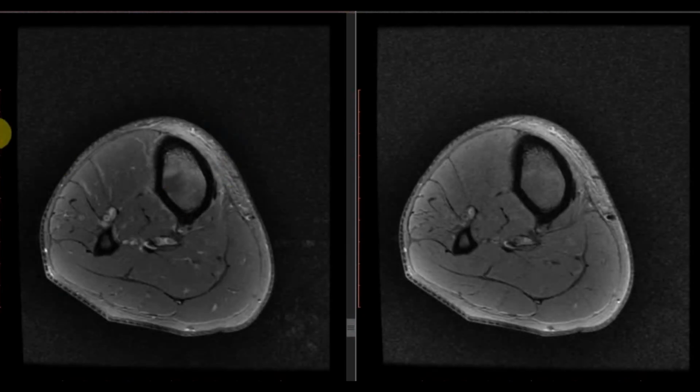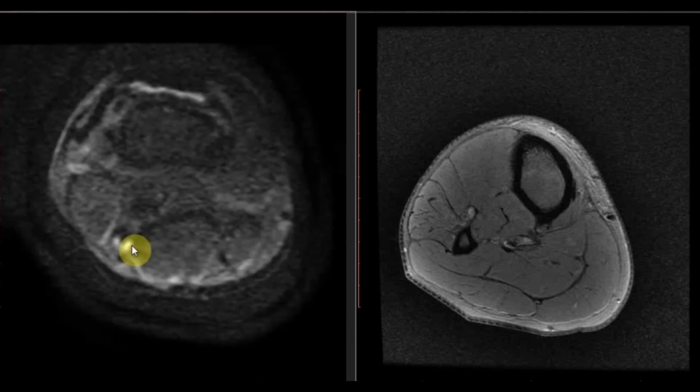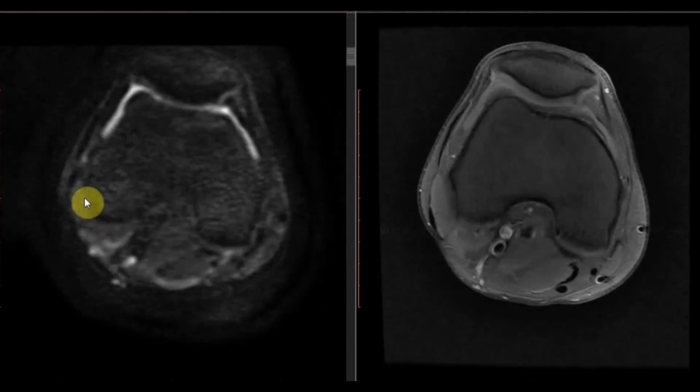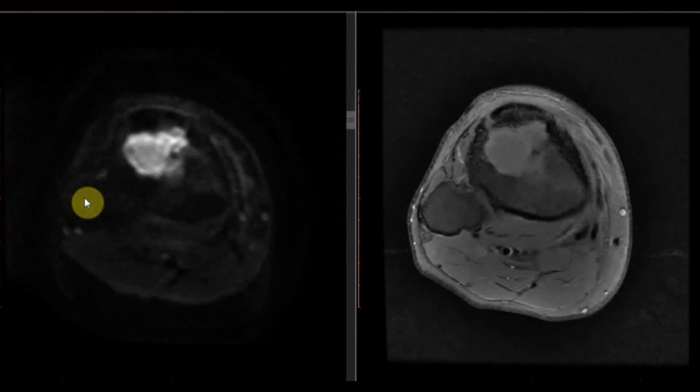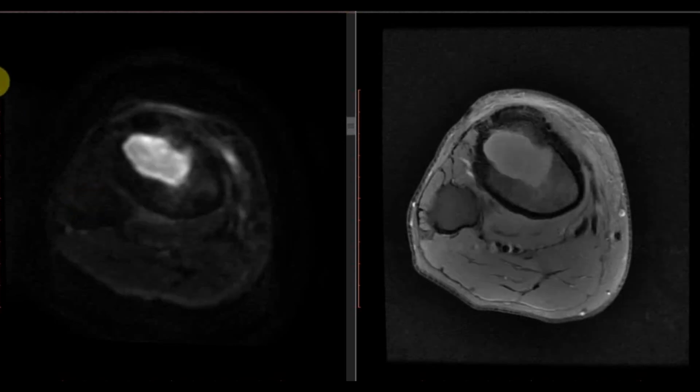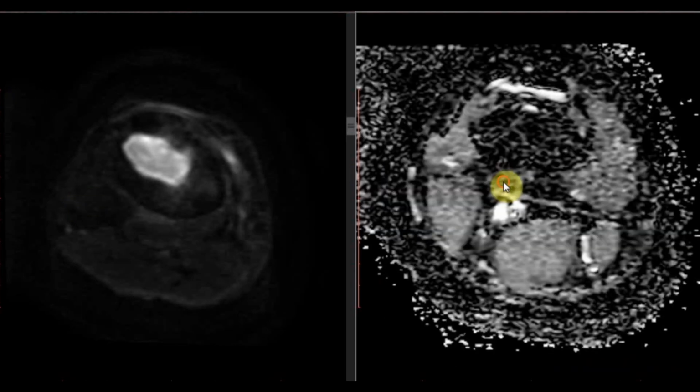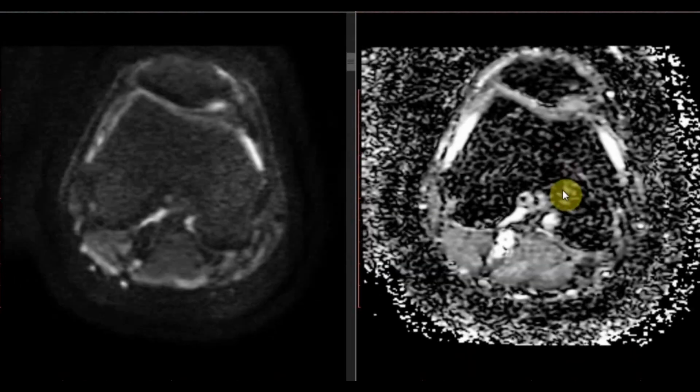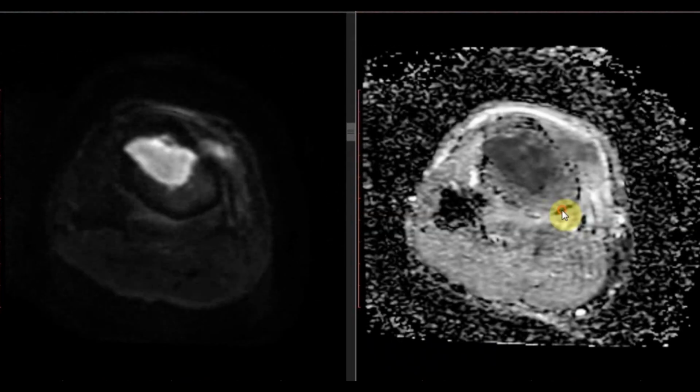We also have a diffusion weighted sequence for this patient. So on diffusion weighted sequence, the abscess cavity is showing restriction of diffusion, and this is the ADC which is showing corresponding hypointensity, so it is showing diffusion restriction.